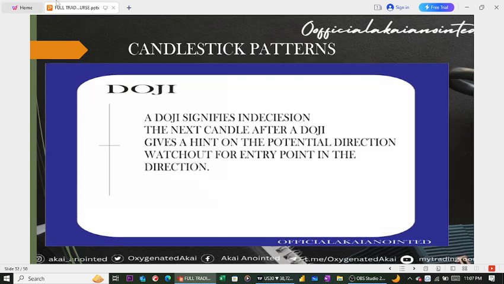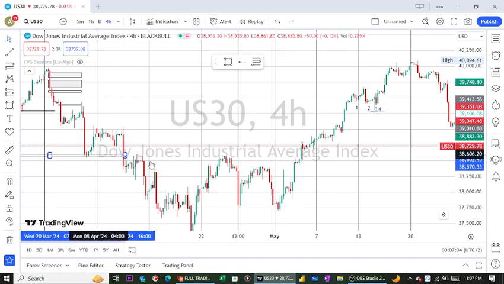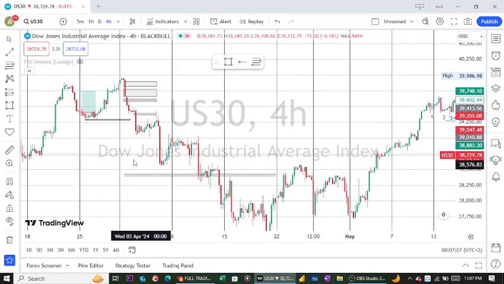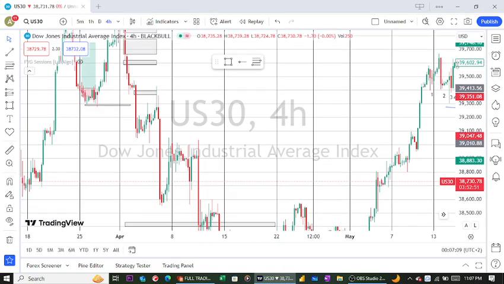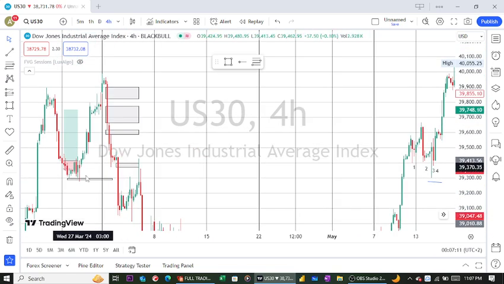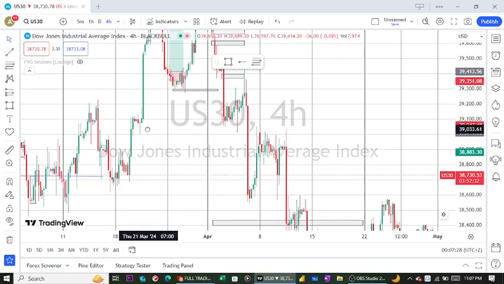A dodgy is important. You have to work. It's a reversal signal. A dodgy is very important. These are levels it was accurate with. Okay, this is our levels too. It was accurate with, like we can see the dodgy here, we can see the bullish candle, and we can see the trend. So at some point it can be accurate.